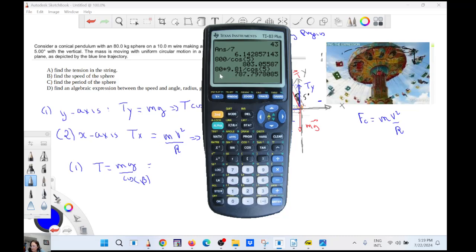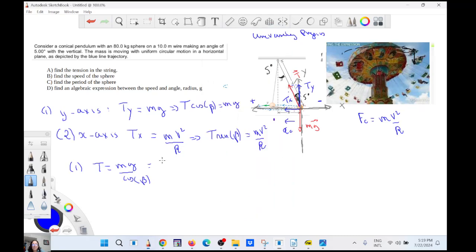Okay, so the mass is 80 times 9.81. Let's do it again: 80 times 9.81, and you divide by cosine 5. You get about 788 Newton. So that will be the answer for part A. You see 788 Newton, that's how much is along this x-axis.